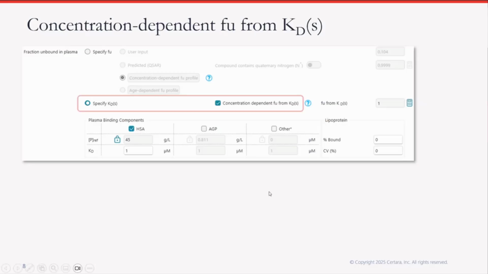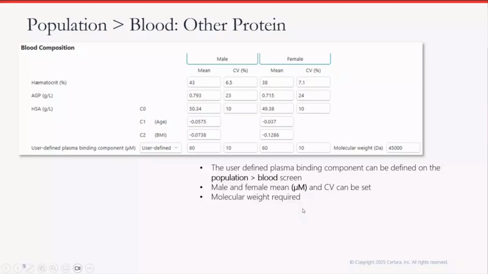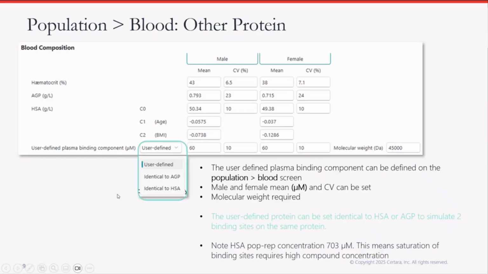And from the concentration dependent FU from KDs, we talked about how we can have multiple binding components, and that can be 2 binding sites on either albumin or AGP. Then also on the blood screen, we talked about how we can set the user-defined protein to be identical to AGP and HSA.